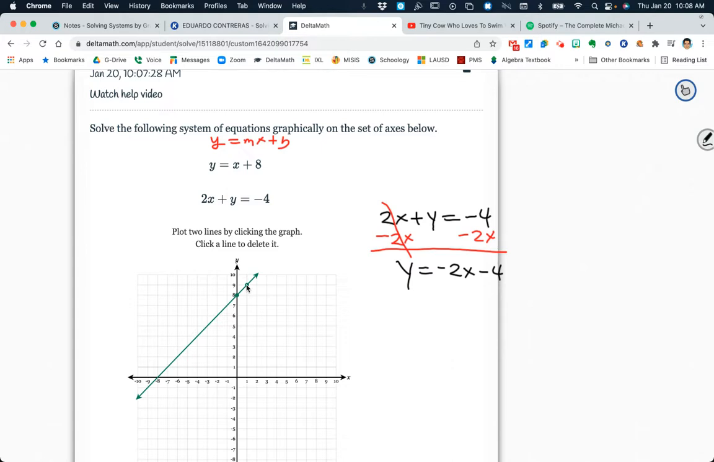You can graph it. So first point is at negative 4. Then it's saying down 2 over 1, since the slope is negative 2. And this is crossing at negative 4, positive 4. So for example 4, the answer is negative 4, comma 4.